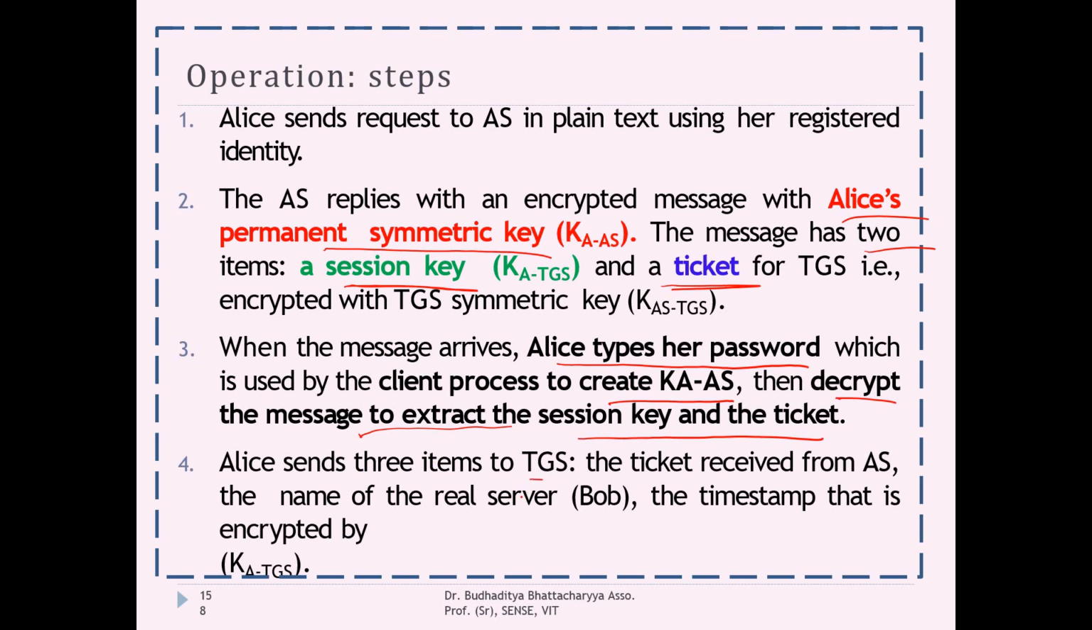Alice sends three items to the ticket granting service. One, the name of the real server; two, the timestamp; and three, the ticket received from the authentication server. So the authentication server sends it back to Alice, and Alice will take that ticket and send Bob's information, that ticket, and the timestamp, so that the session key can be obtained.